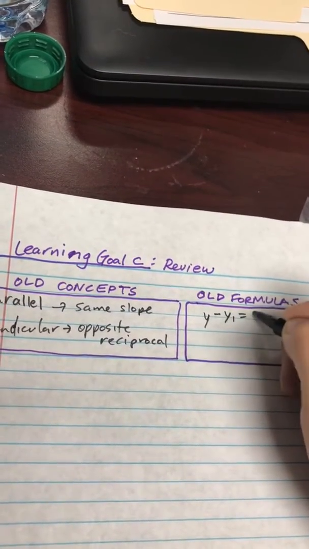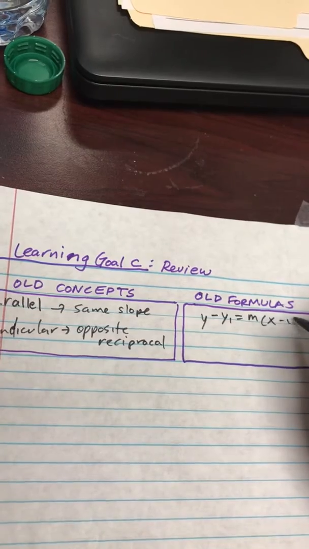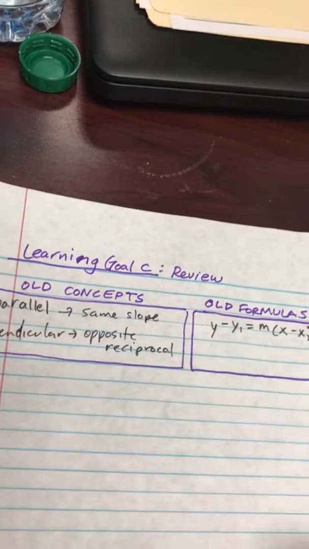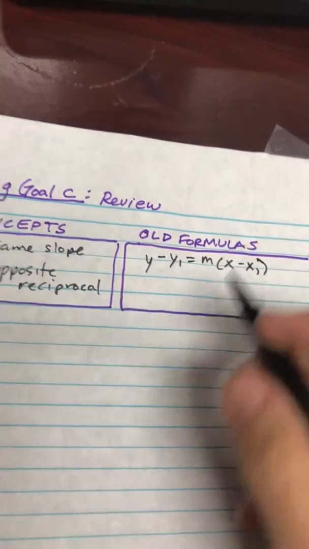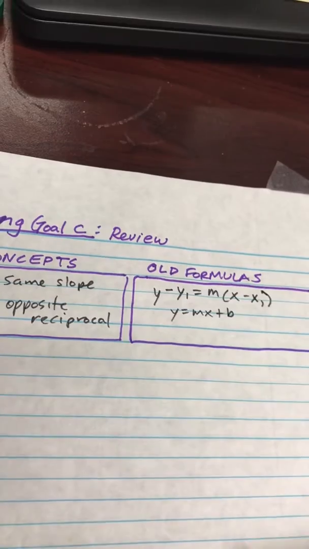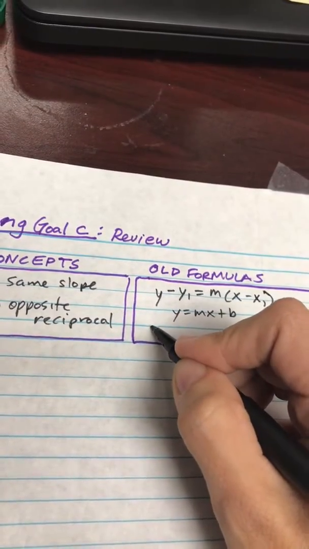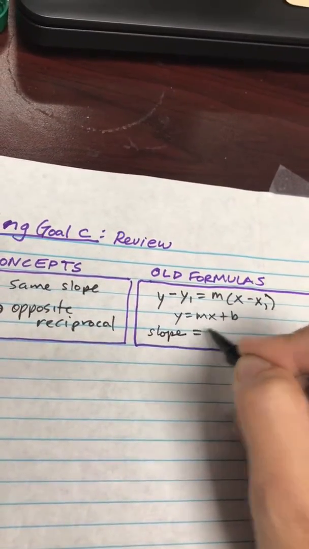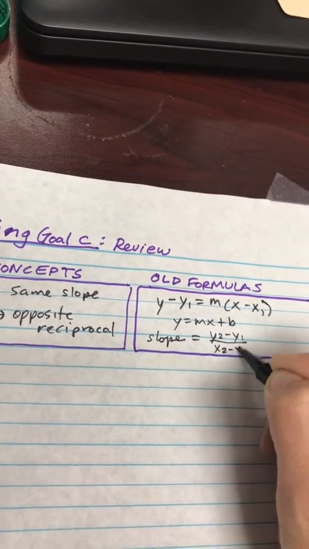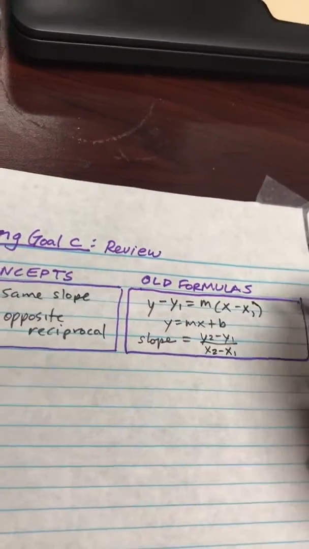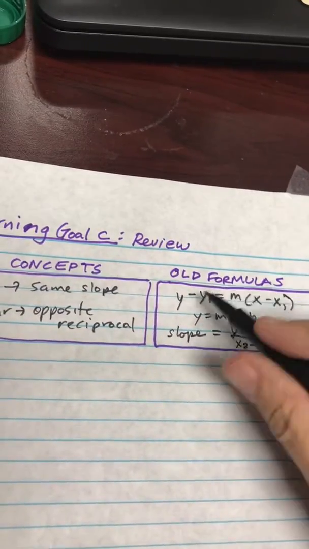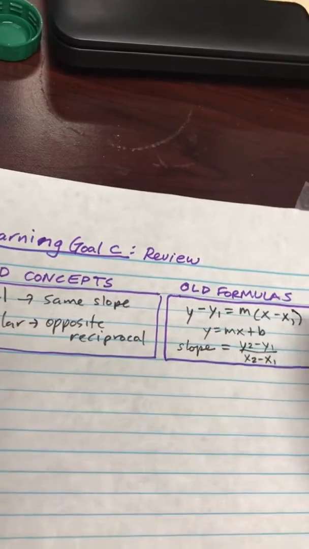Our worksheet puts this one on there. You might also need this one. You might need the slope formula. And all these are from Algebra 1. So let's do it. That should be all I need.